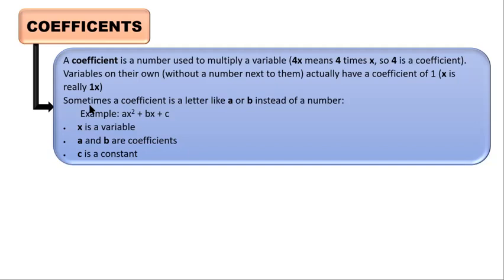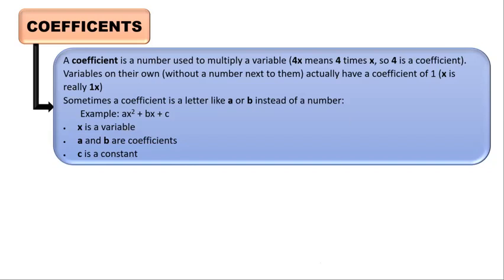And sometimes, a coefficient is a letter like A or B instead of a number. For example, we have here a quadratic expression, ax squared plus bx plus c. X is the variable, a and b are coefficients, and c here is a constant. So again, when we say coefficient, those are numbers beside a variable.